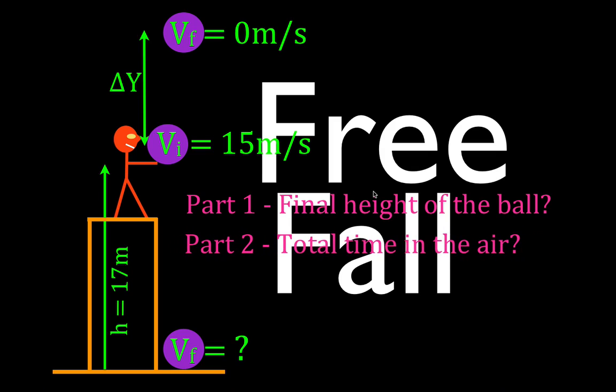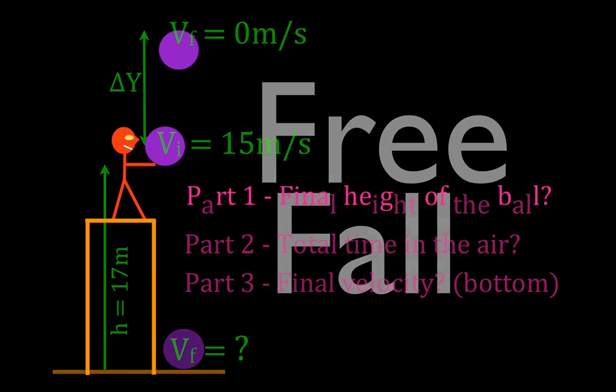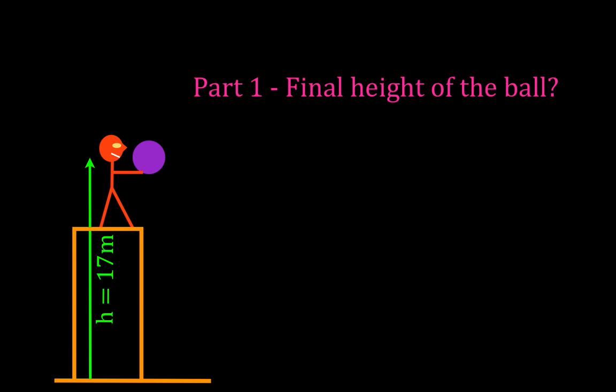In part two, which you can link to right here, we'll find the total time that the object is in the air. And in part three, which you can also link to right here, we'll find the final velocity of the ball or the object when it's down here at the bottom. But as I said, this is part one. And in this part, we're going to find the final height of the ball.